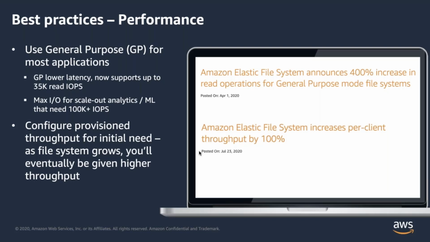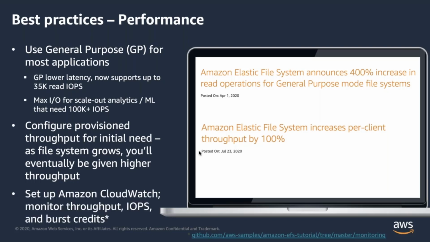And as you add data to your file system, if you're ever entitled to more throughput than you've provisioned, we will flip you out of provisioned throughput mode and give you the higher of the two. So you don't have to worry about having to switch it later. Simply configure a minimum provisioned throughput that you know your application needs, and then you might grow out of it later without having to realize it.